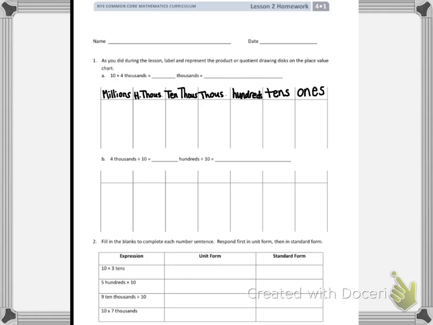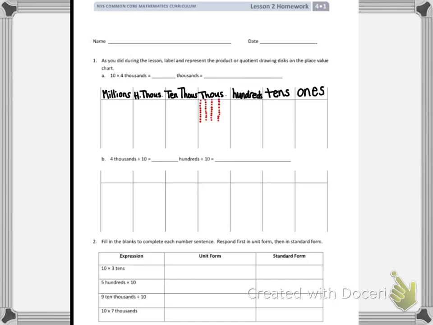Next, I'm going to draw number discs on my place value chart to find the value of 10 times 4,000. And I'm going to start in the thousands place. So I'm going to start off by drawing 10 discs in the thousands column 4 times.